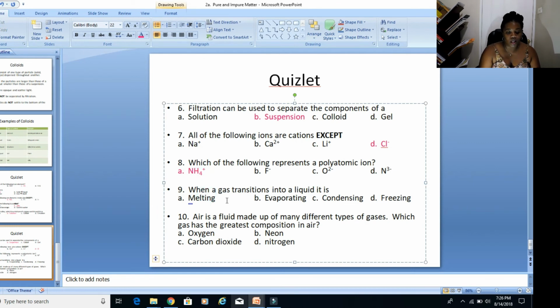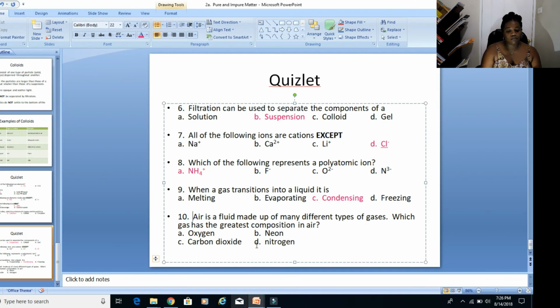Okay, so when a gas transitions into a liquid, meaning it's going back into the liquid state, it's condensing. If you're going from liquid to a gas, you are doing what? That's right, you're evaporating, and if you don't remember that, go look for the video. Go look for the video where I break it down for you.